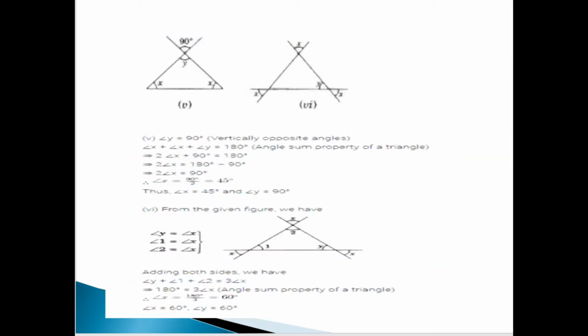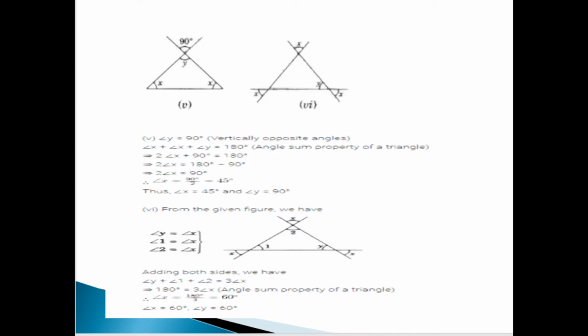Moving to the fifth part, that is again a vertically opposite angle is shown here. So angle y is equal to 90 degree according to the figure, and the rest of the two angles are equal, which are represented by x in the figure. So x plus x plus y is equal to 180. So twice of x is equal to 180 minus 90, x is equal to 90 by 2, that is 45 degree. Angle x is 45 degree, angle y is 90 degree.